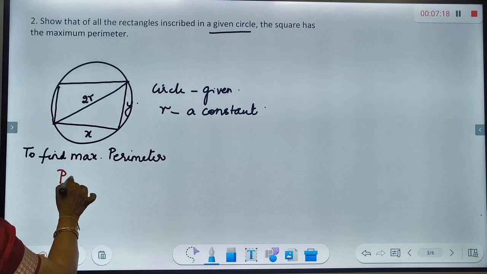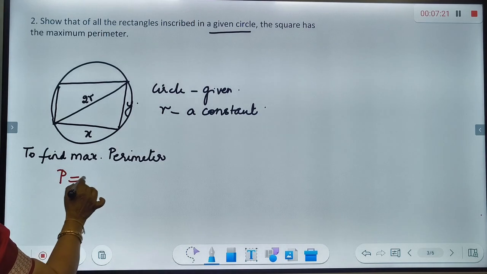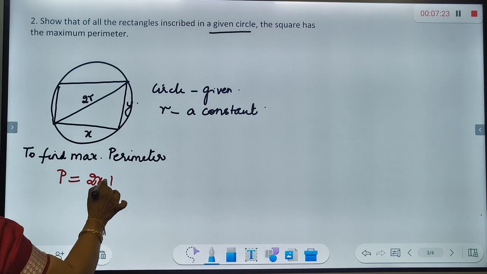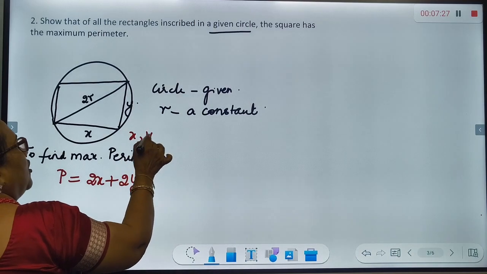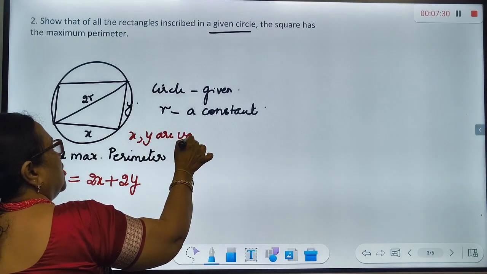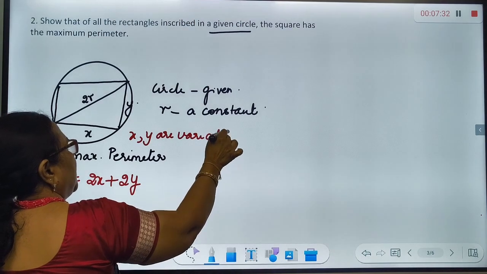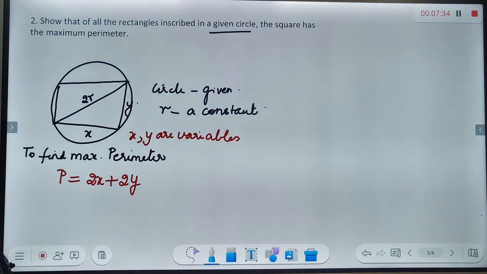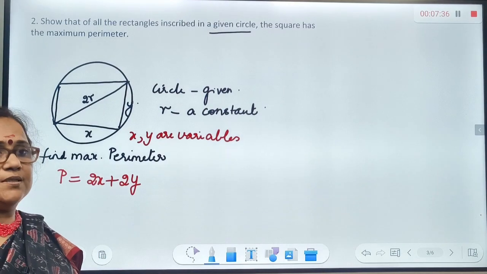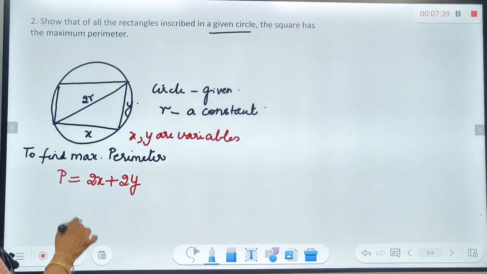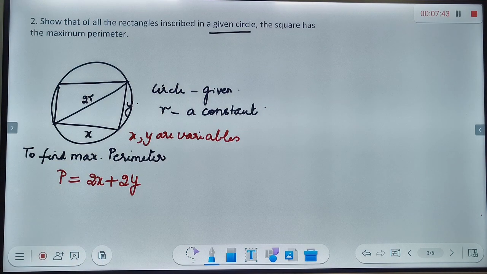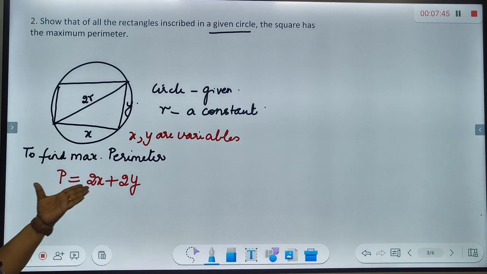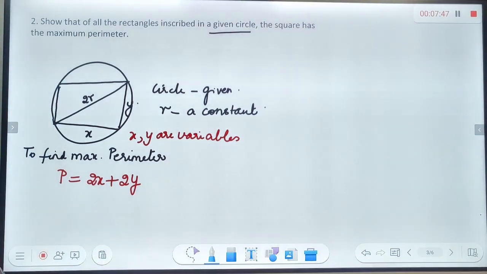Now the perimeter of the rectangle is 2x plus 2y. Both x and y are variables because I can have infinitely many rectangles. Now the perimeter is 2x plus 2y. I cannot differentiate P because it's a function of two variables, so I need to express it as a function of a single variable.